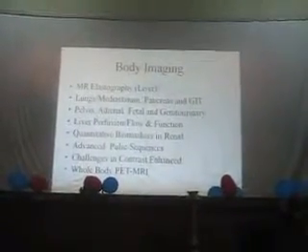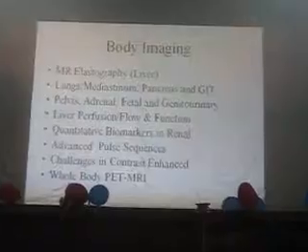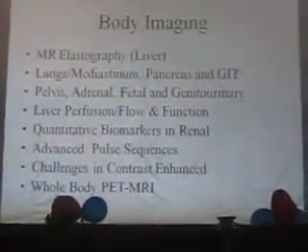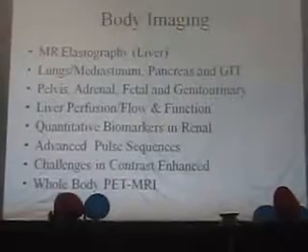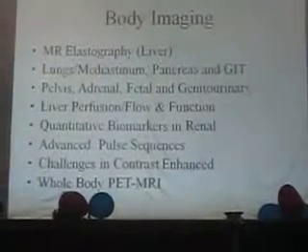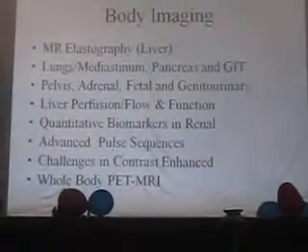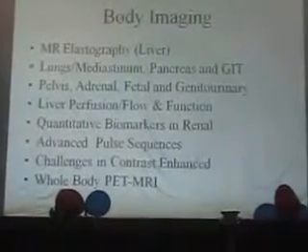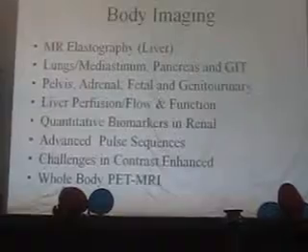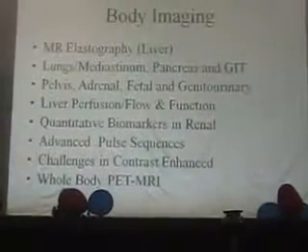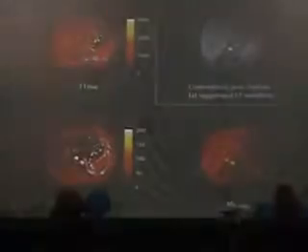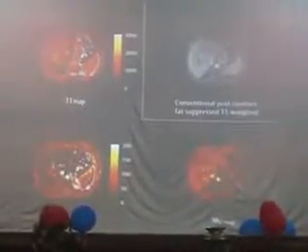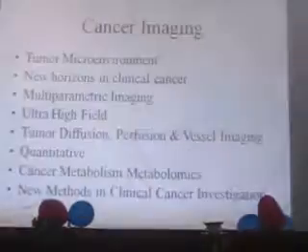Lungs, mediastinum, pancreas, GIT, pelvis, adrenal, fetal, genitourinary, liver perfusion, and quantitative biomarkers, and advanced pulse sequences in spin echo, gradient echo, and echoplanar imaging, and also the whole body PET MRI. PET is the positron emission tomography and MRI. So there is the fusion MRI. So this is the T1 map, T2 map, and the initial magnetization map.